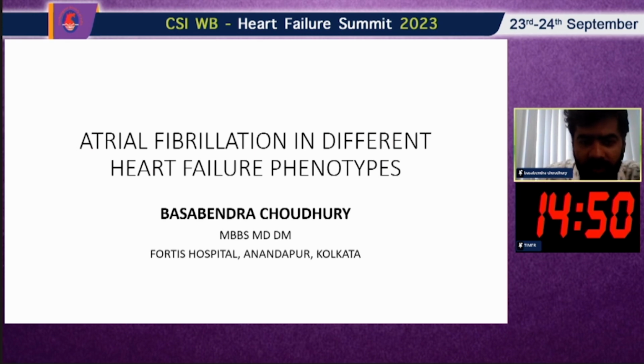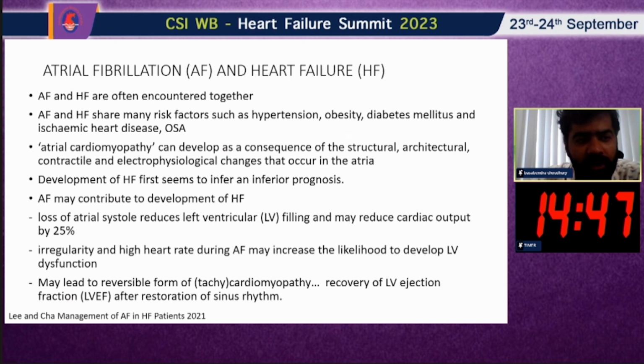As we move along, we know that atrial fibrillation and heart failure are often encountered together, and both of these conditions share many common risk factors such as hypertension, obesity, diabetes, ischemic heart disease, sleep disordered breathing. All this together can lead to atrial cardiomyopathy as a consequence of the structural, electrical, and contractile changes that occur in the atria and predispose them to develop atrial fibrillation.